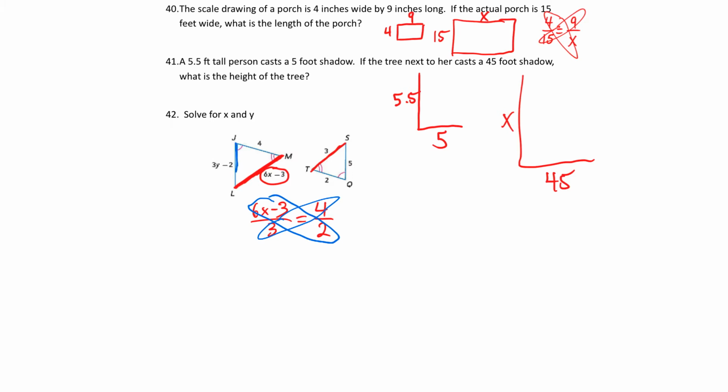And while we're at it, let's go ahead and set up the y. So this 3y minus 2, what side does that match up to on the other one? QS. Yes, this one right here. So on this one, 3y minus 2 is to 5 as 4 is to 2. And then you'll do the same thing there. Cross multiply and solve for y on that one.